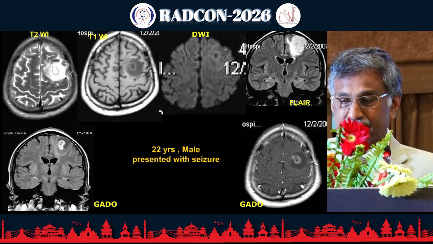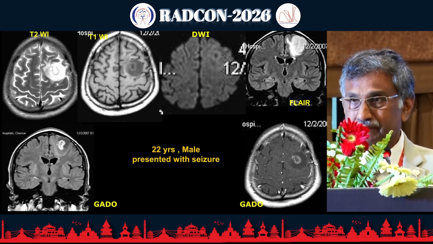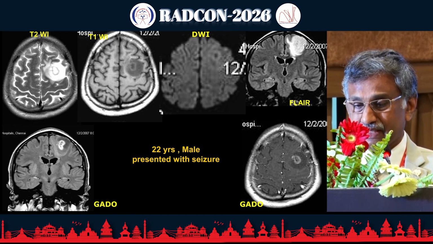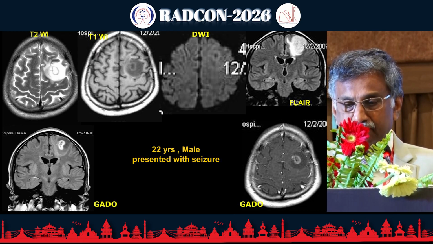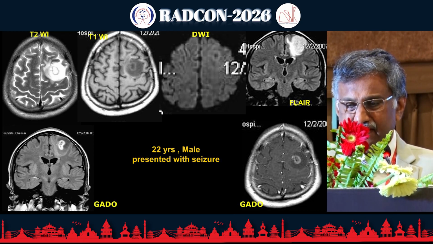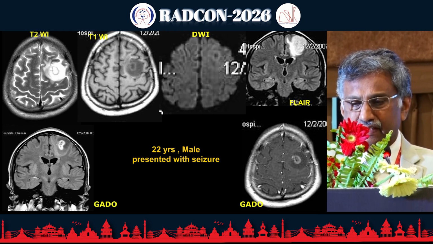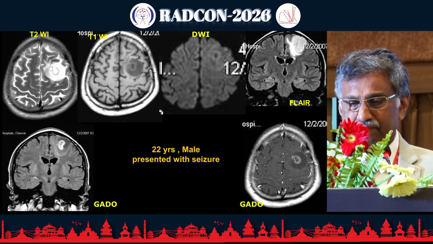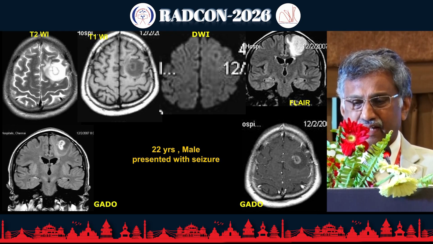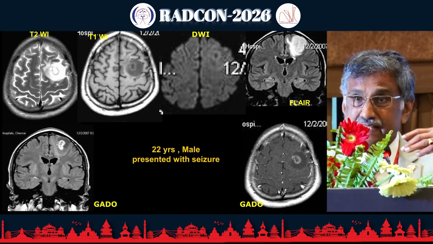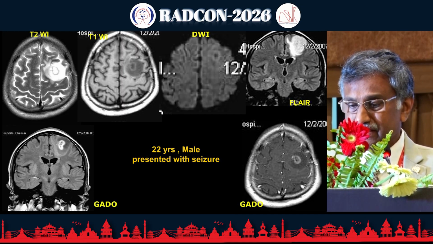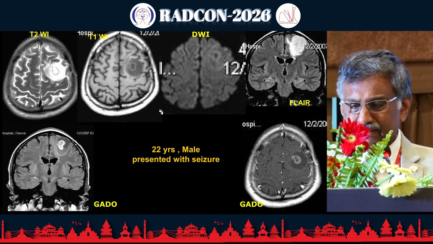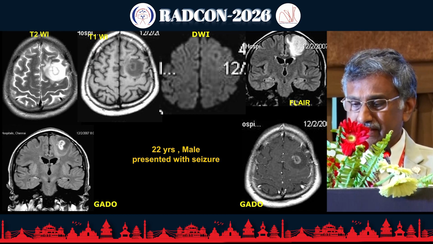This is a 22-year-old young male patient who presented with a seizure. He has a well-rounded small nodular lesion which appears bright on T1, with the peripheral rim bright and dark on T2. A similar case was shown by Dr. Amarnath. There is edema, and unfortunately no diffusion restriction. Looking at the lesion, anybody could easily mistake it for a granulomatous lesion.